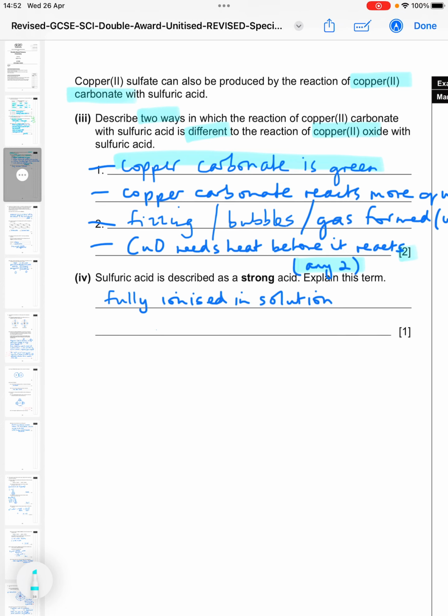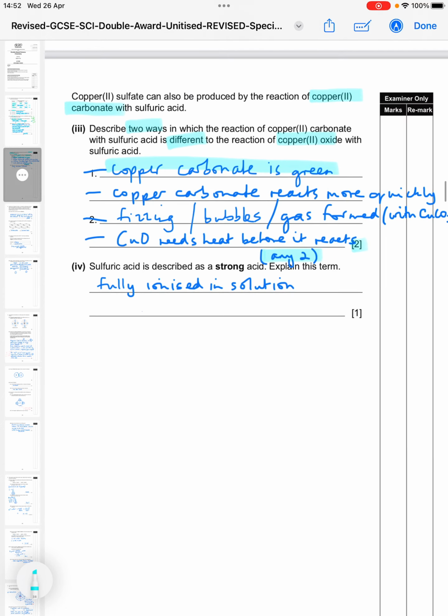So the first observation could be that copper carbonate is green. Don't just say it is green, you have to state what it actually is. Then copper carbonate reacts more quickly, could be a second observation. Fizzing bubbles or gas formed with the copper carbonate, and then with copper oxide it needs to be heated before it will react. So any 2 would get you 2 marks.